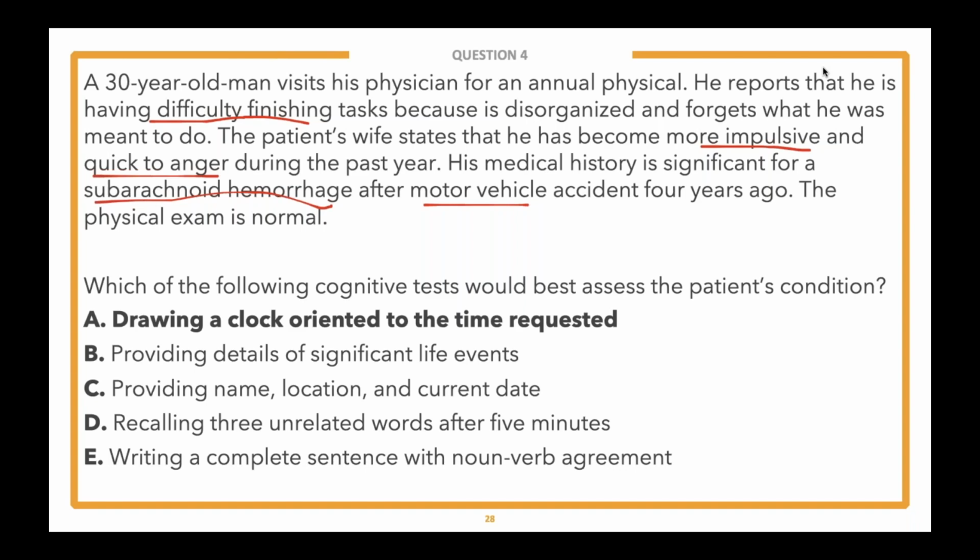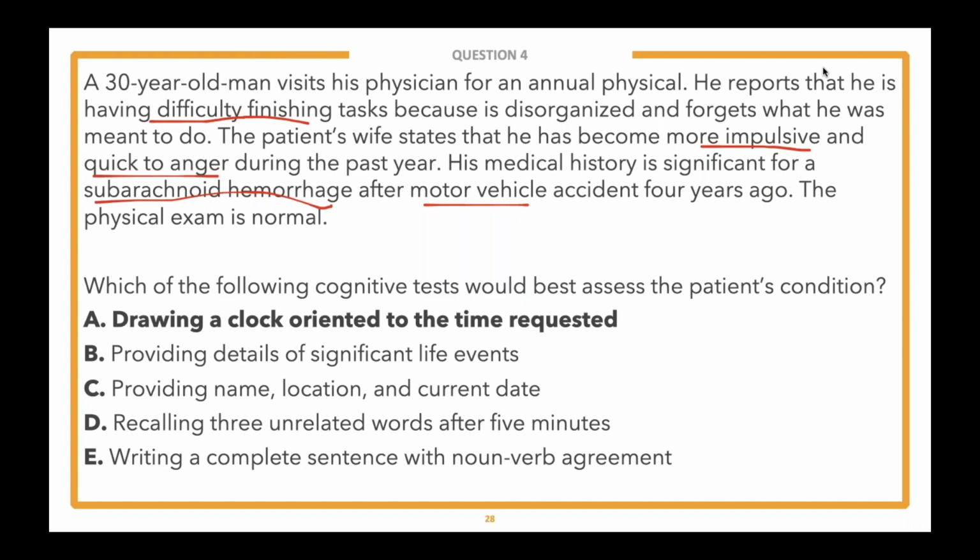Answer choice B, asking the patient to provide details of significant life events. That'll allow the physician to assess long-term memory, right? And even though the patient may have long-term memory impairments, it also will not provide information about executive function. So the key thing here is we're trying to assess executive function, and the way to do that is the clock test via the Montreal Cognitive Assessment, or MoCA.